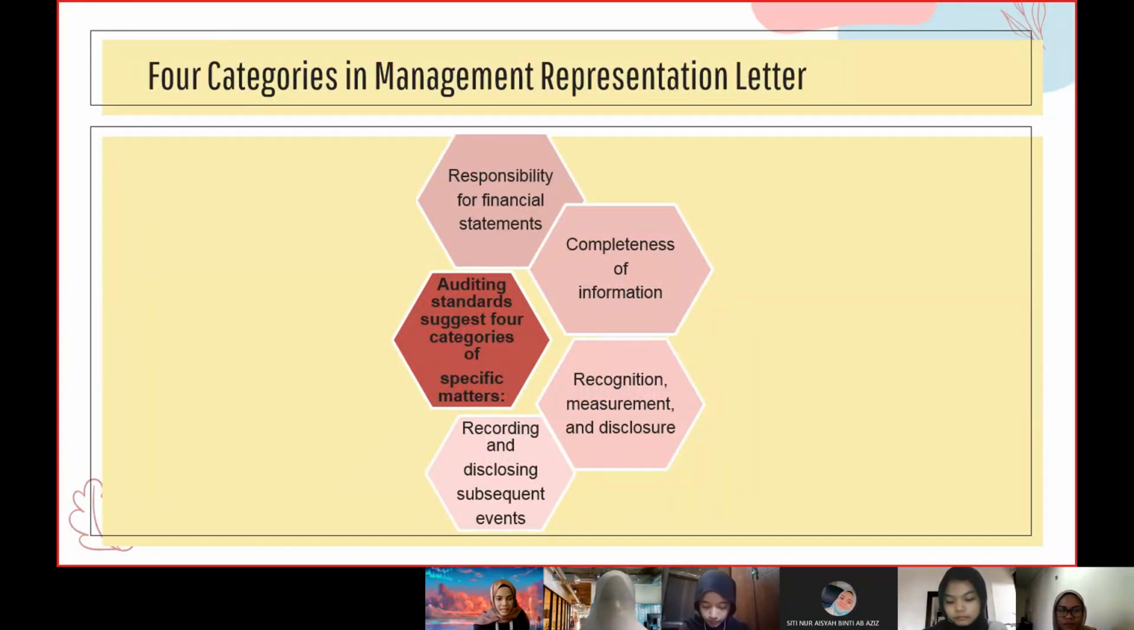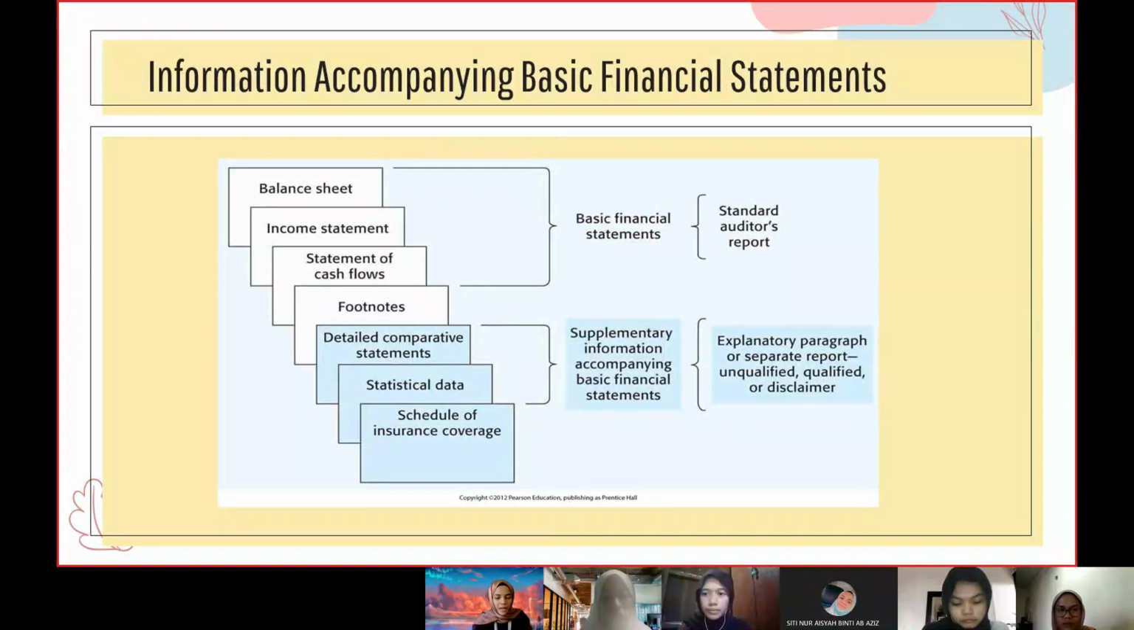There are four categories in the representation letter. First is financial statements, their responsibility for the financial statements. Second is completeness of information. Third is recognition, measurement, and disclosure. And fourth is recording and disclosing subsequent events. The auditing standard also requires the auditor to obtain a written representation from management regarding internal control over financial reporting. And next slide.